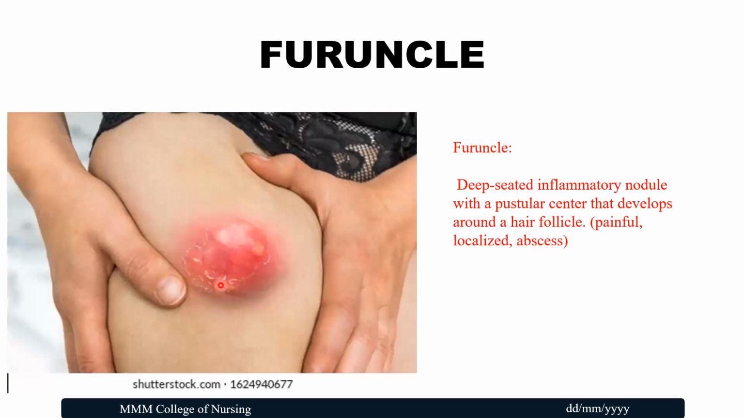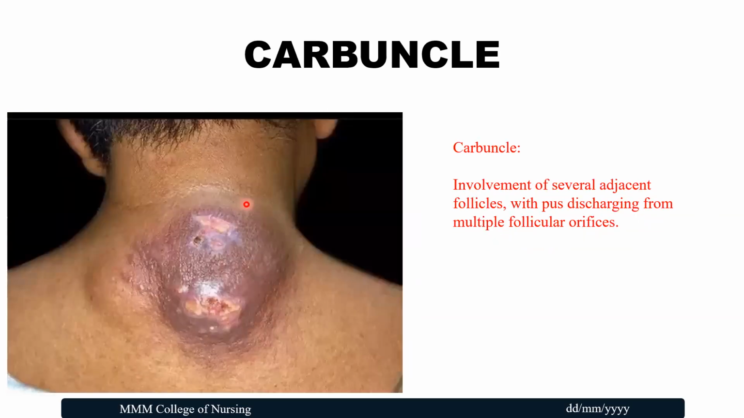Can you see here, furuncle? It is a deep-seated inflammatory nodule, a very deep nodule with pus in the center that develops around the hair follicle, which is always painful, localized, and forms an abscess. This is furuncle. Now let's see what is carbuncle.